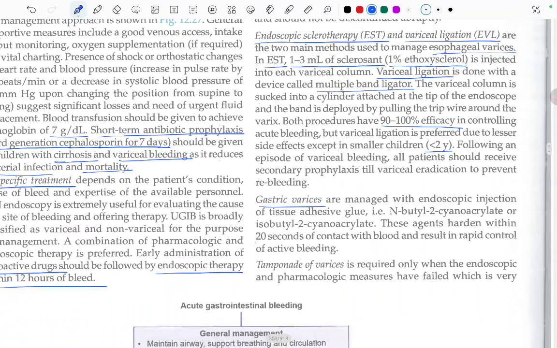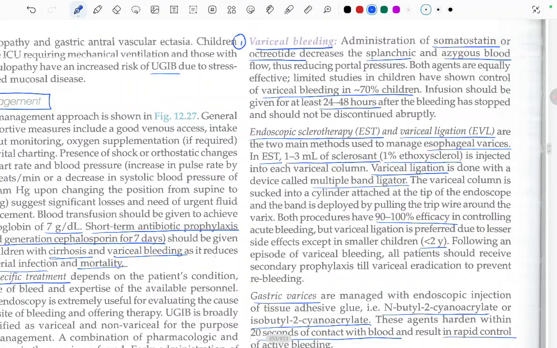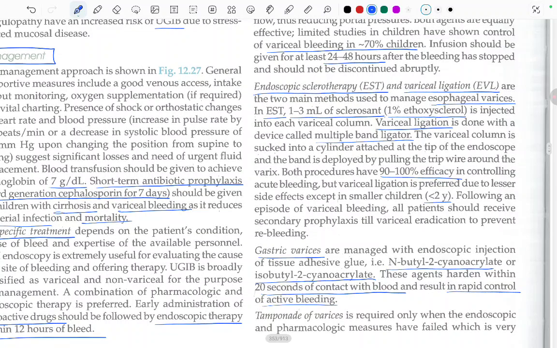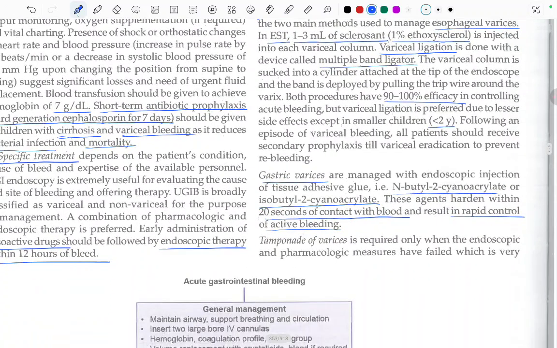Gastric varices are managed with the endoscopic injection of the tissue adhesive glue, that is N-butyl 2 cyanoacrylate or the isobutyl 2 cyanoacrylate. These agents harden within 20 seconds of contact with the blood and result in the rapid control of the active bleeding. Fine. So there was something else for management of the esophageal varices, and for the gastric varices they are managed with this N-butyl 2 cyanoacrylate or the isobutyl 2 cyanoacrylate because they work very fast and they help in the rapid control of the active bleeding.